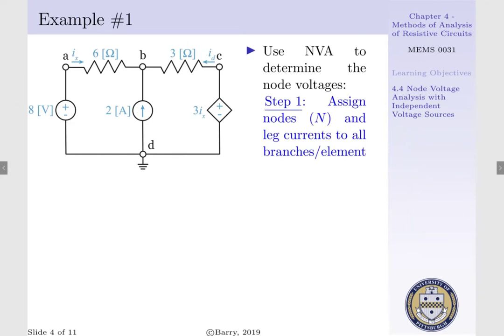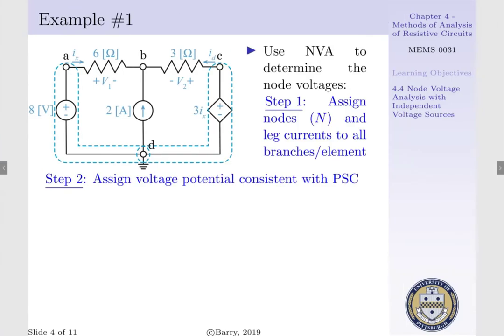To begin, we'll assign our nodes labeled A, B, C, and D, where D represents our ground, as well as leg currents to all branches within our system. Ix was given as the current running between nodes A and B, and we will prescribe ID as the current running between nodes C and B through our 3 ohm resistor.